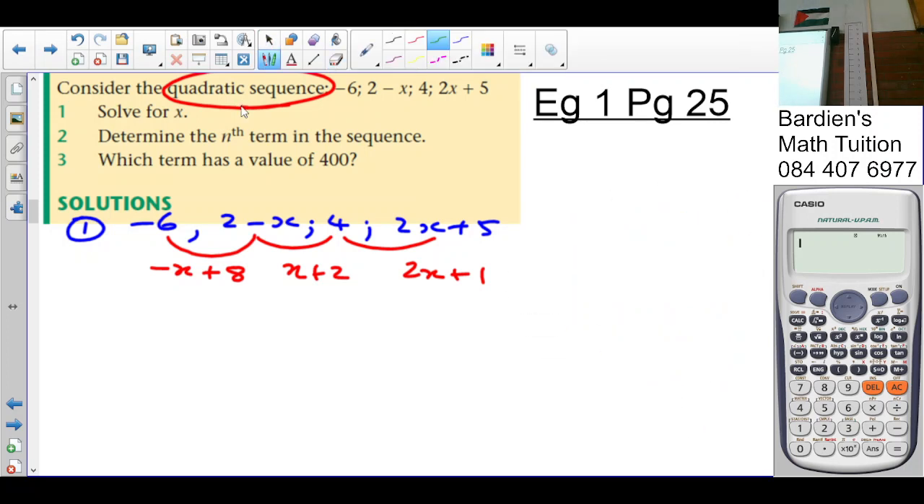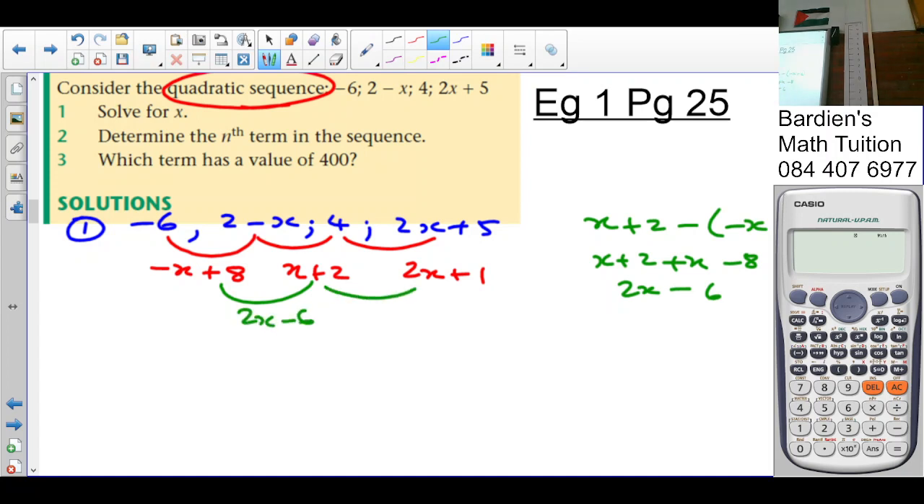It's going to be x plus 2 minus (minus x plus 8). This gives you x plus 2 plus x minus 8, which is 2x minus 6. Then 2x plus 1 minus (x plus 2) will be 2x plus 1 minus x minus 2, which will be x minus 1.